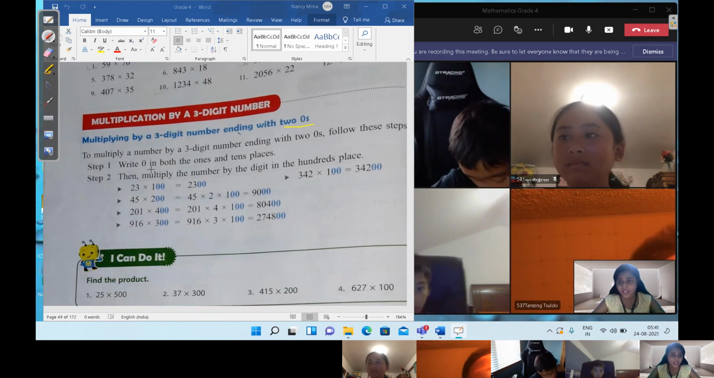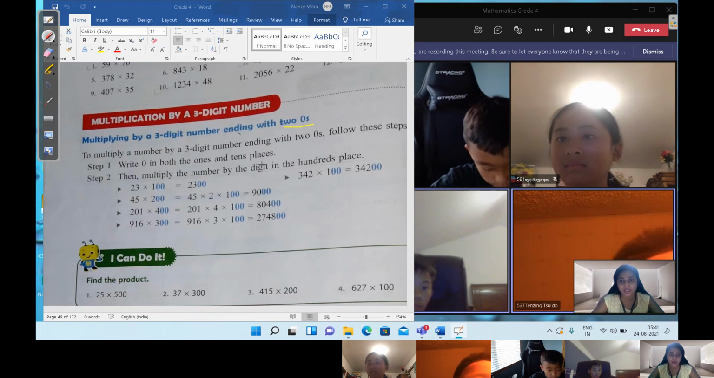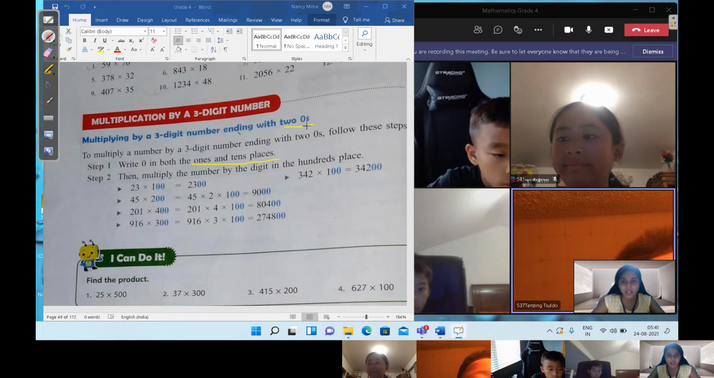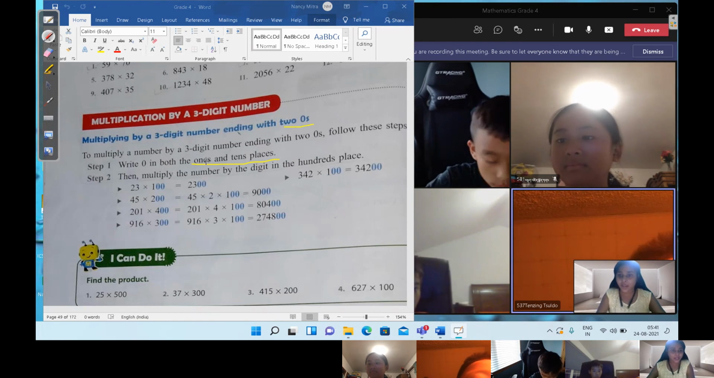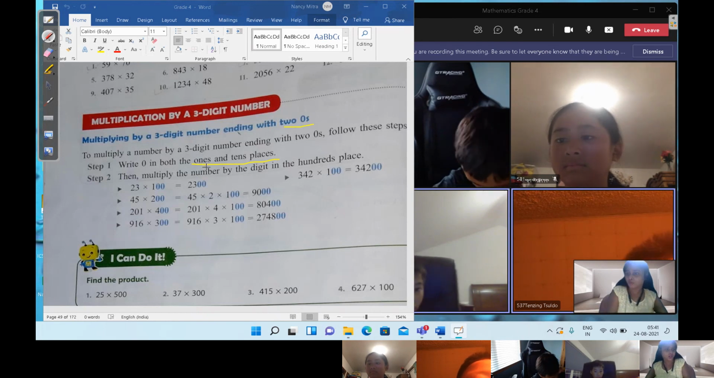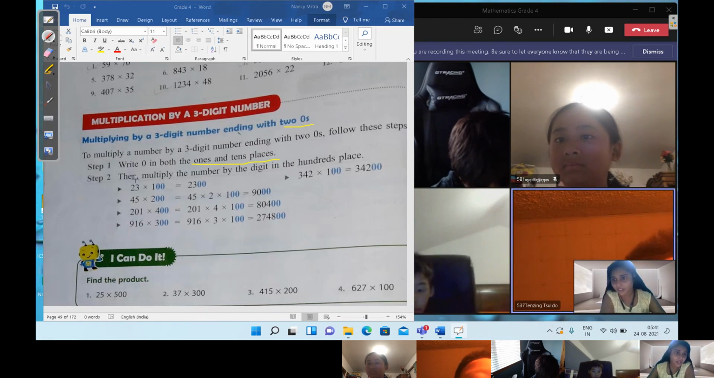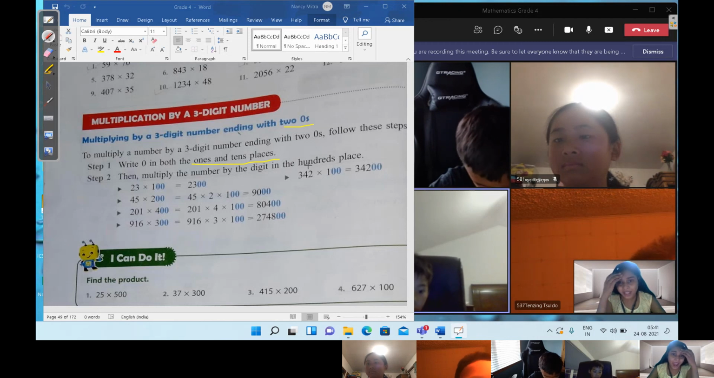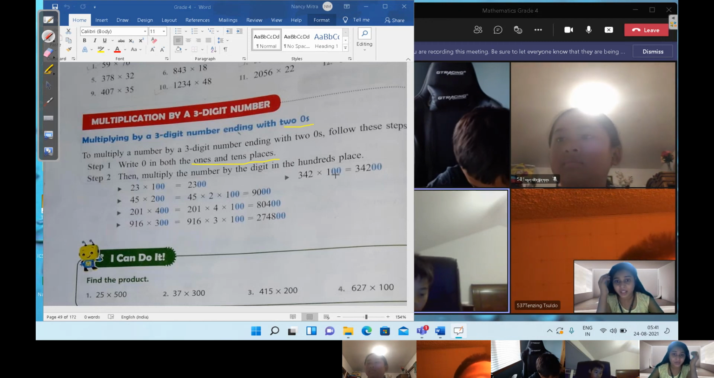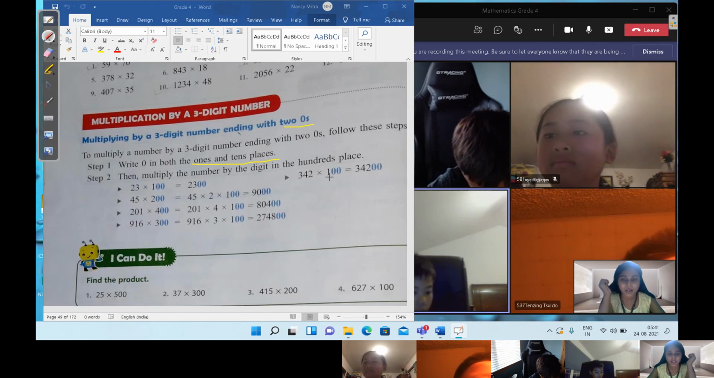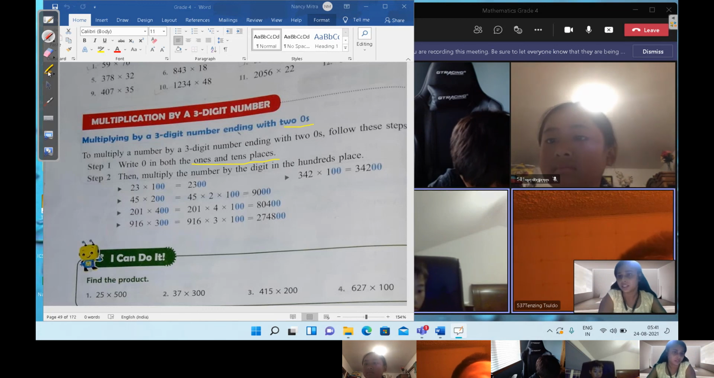First step is that write 0 in both ones and tens place. Okay. What do we have to write? If 0 comes in any question for the multiplication, we have to write 0 in the ones place and the tens place. After that, the second step is to multiply the number by the digit in the hundreds place. It means you can see 0 comes in the ones and tens place and the hundreds place has a number. Now we have to multiply with that number. Okay.